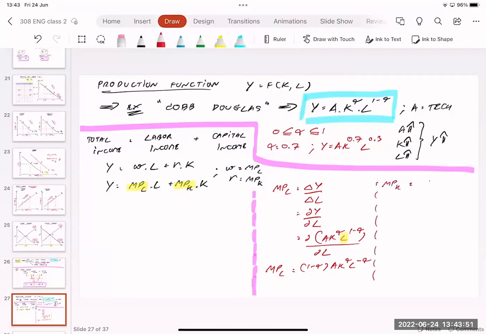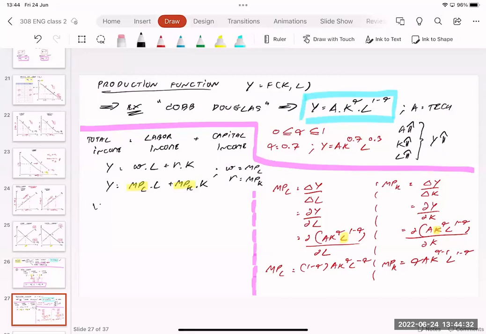MPK equals delta Y over delta K, right? Which is the partial derivative of Y with respect to K, from the Cobb-Douglas equation A K^alpha L^(1 minus alpha). Right now we focus on K. When we do the calculus, K powered by alpha, we bring alpha in front of the equation. We get alpha A K^(alpha minus 1) L^(1 minus alpha). Done.